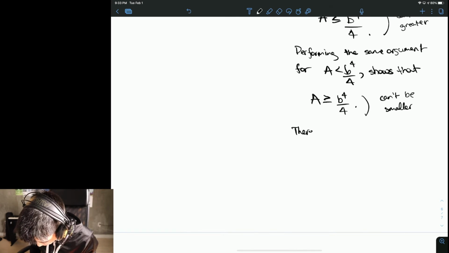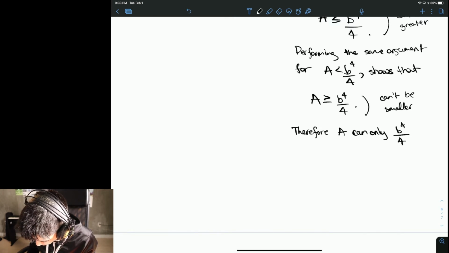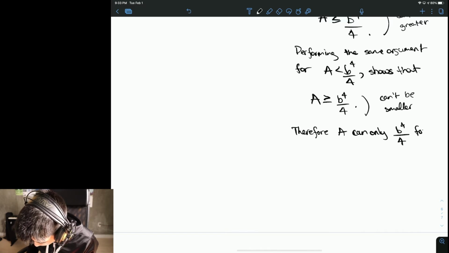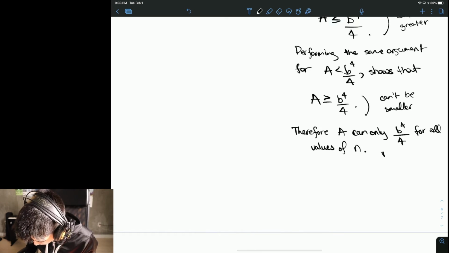therefore A can only equal b4 over 4 for all values of n. I guess.